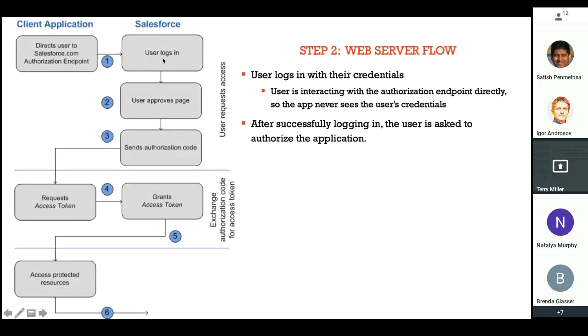And so kind of following our picture here, step two is the user logs in with their credentials. So they are presented with an actual login screen. The user at this point is interacting directly with the endpoint, so the app never actually captures the user's credentials. After successfully logging in, the user is asked then to authorize the app. And so that's when you get that screen that comes up where you have to either approve or say, no, I don't want to allow them to have access to the app. Not sure why you'd ever deny it. If you logged in, you're probably going to go ahead and authorize that. But that is step number two.